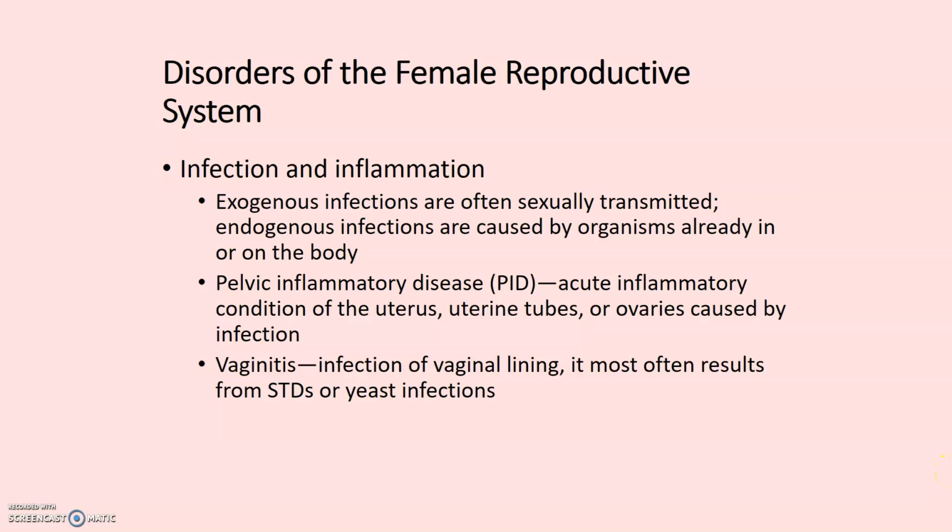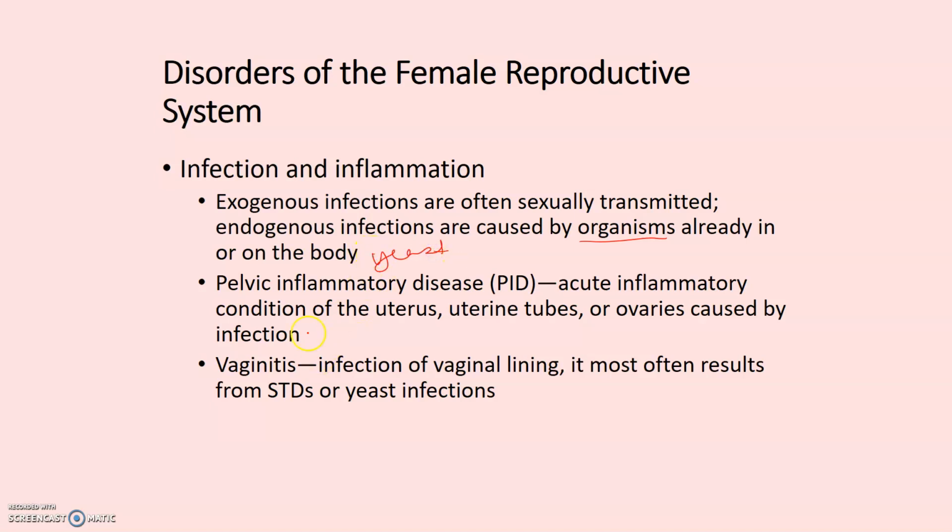In terms of disorders of the female reproductive system, there are simple basic disorders that occur pretty commonly: infection or inflammation. Some of these infections are called exogenous infections. They come from the outside world and are usually caused by organisms that are in or on the body. One example would be a yeast infection.